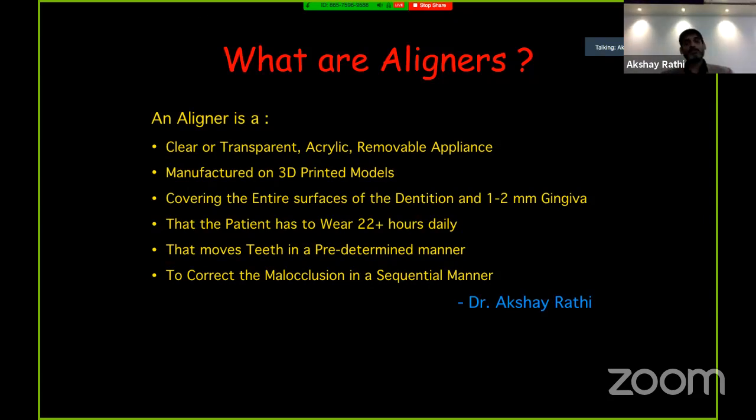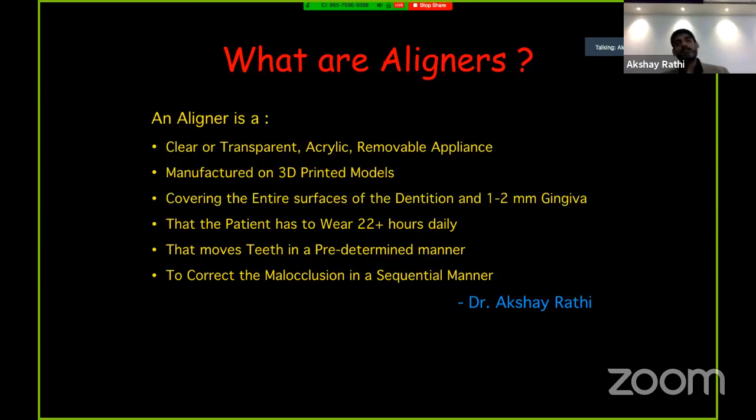So now suppose this patient is fulfilling all the criteria and she wants aligners to get the midline diastema closed. You have got two options. The first option is that you give this present to your orthodontist and say to the orthodontist, hey, look at this patient, she's ready to spend, and you take this case and do it.